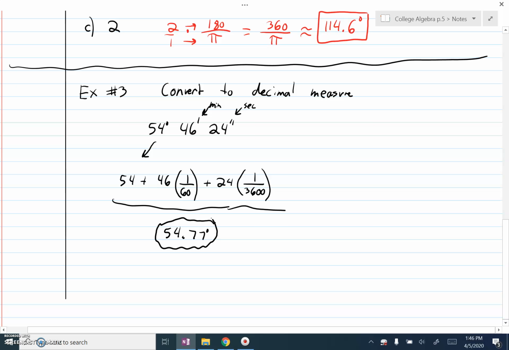Okay, I don't believe that happens on any of today's work, but it might happen at times when they write it out in minutes and seconds, and you have to convert it into decimal form. If that happens, I'll try to give you an example later on so we can talk about it.